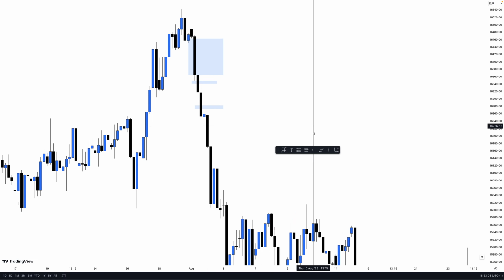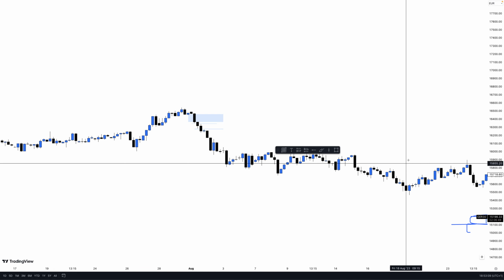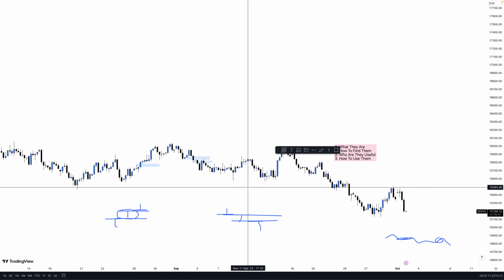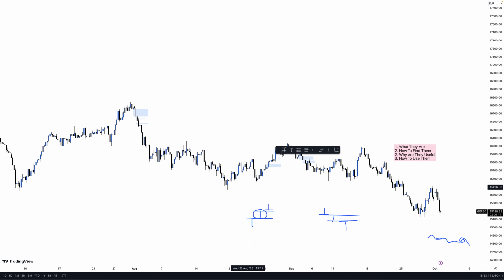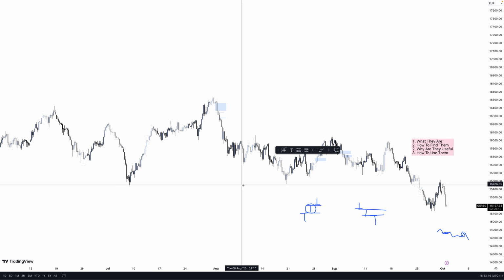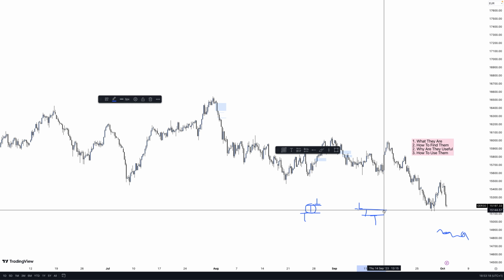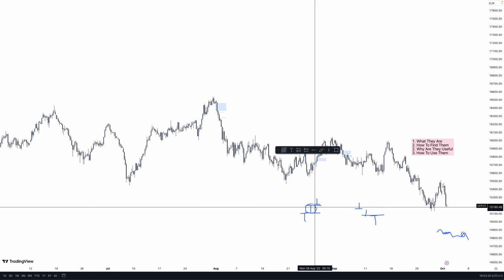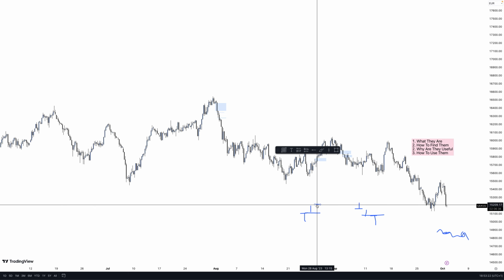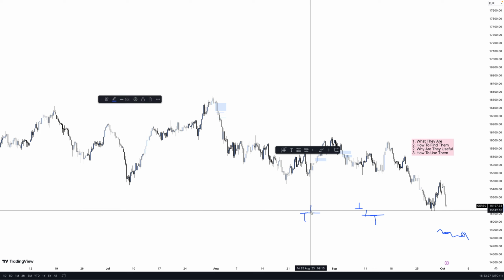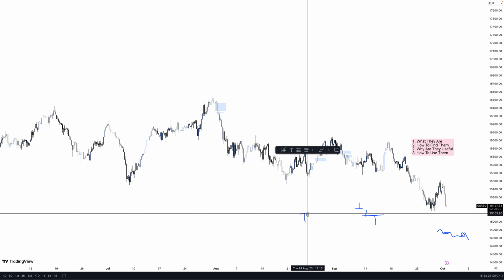Perfect. So now that we've understood what a fair value gap is and how to find them, we can now discuss why it's useful. The reason why it's useful is because we need to understand that we don't always want to enter purely off a market structure shift, because sometimes you may not get the best risk to reward.